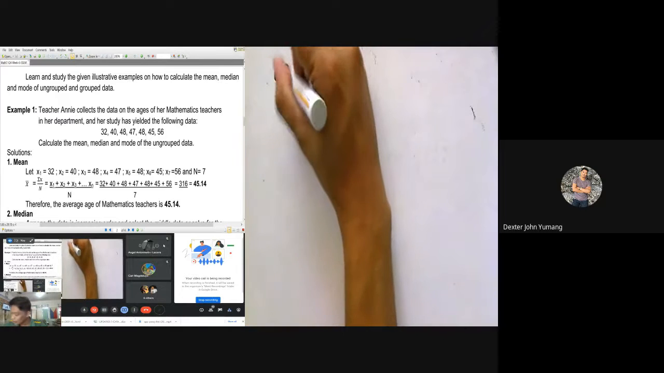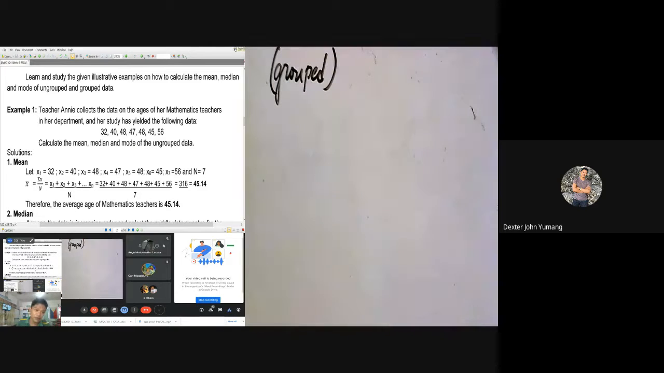So we go now to the grouped data. The grouped data of the median is a far bit difficult compared to the ungrouped data. So let's have this one.